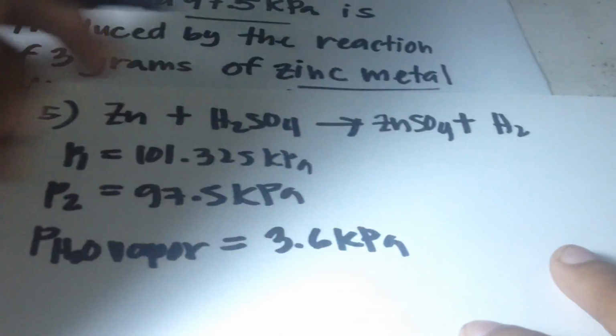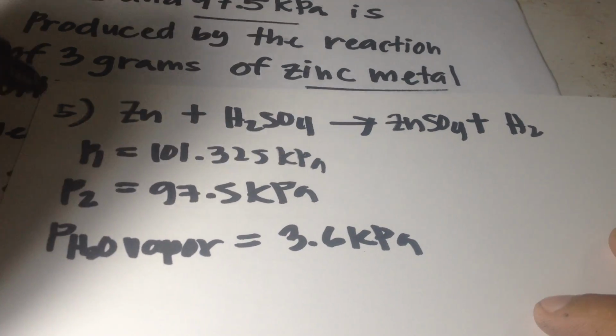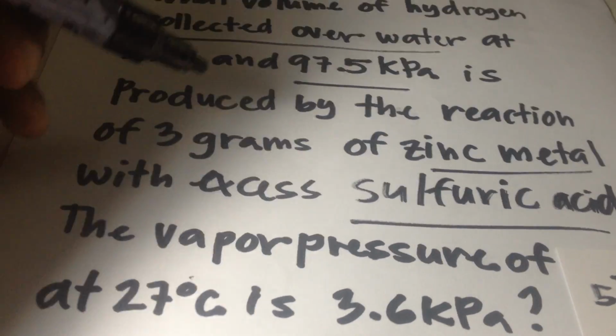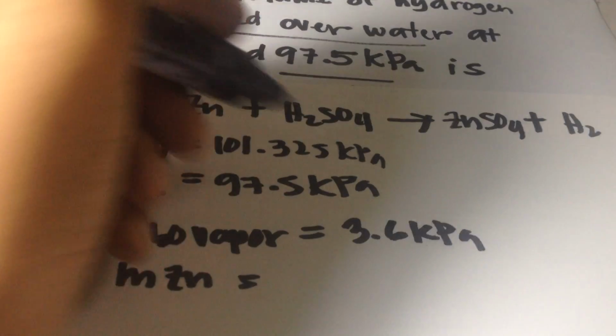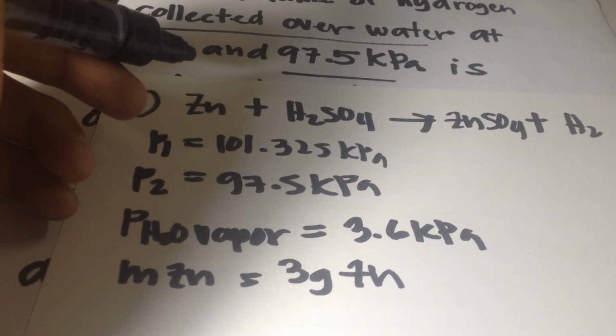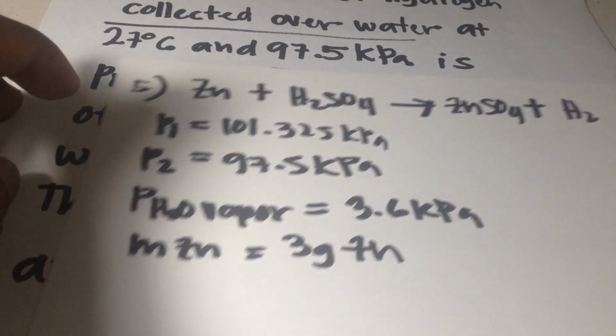The pressure of water vapor is equal to 3.6 kilopascal. And then we have a mass of zinc here. The mass of zinc is 3 grams. There's nothing else given now, so we need to find the volume.